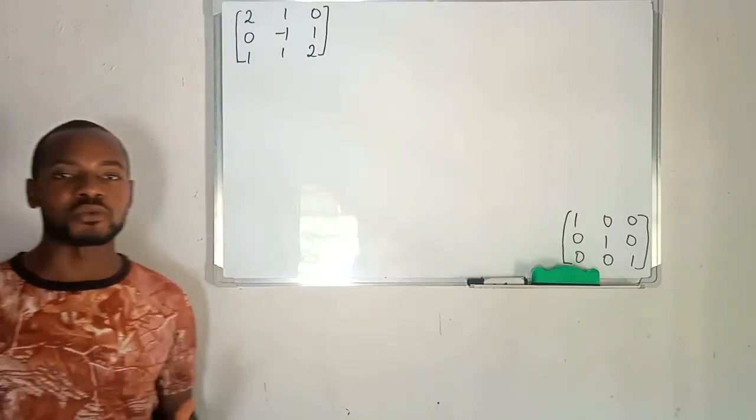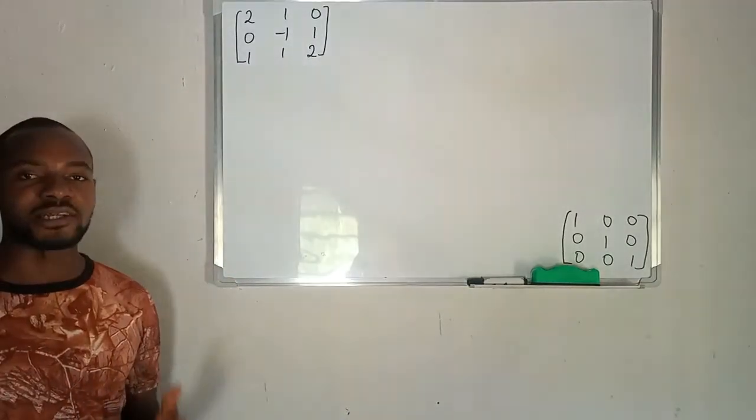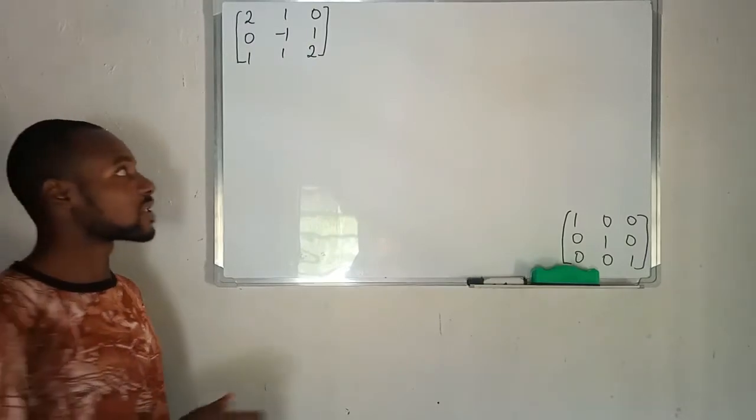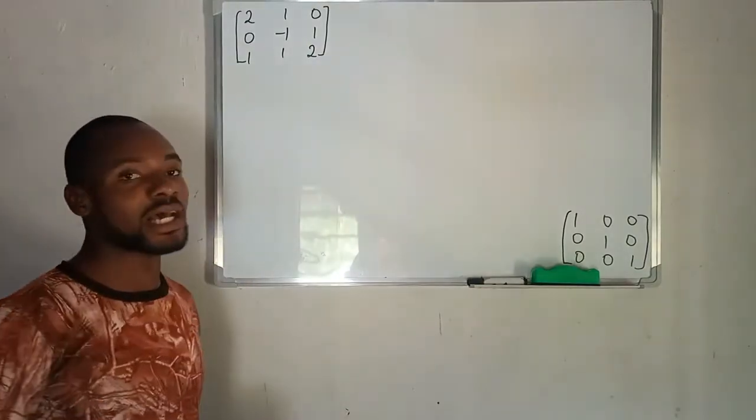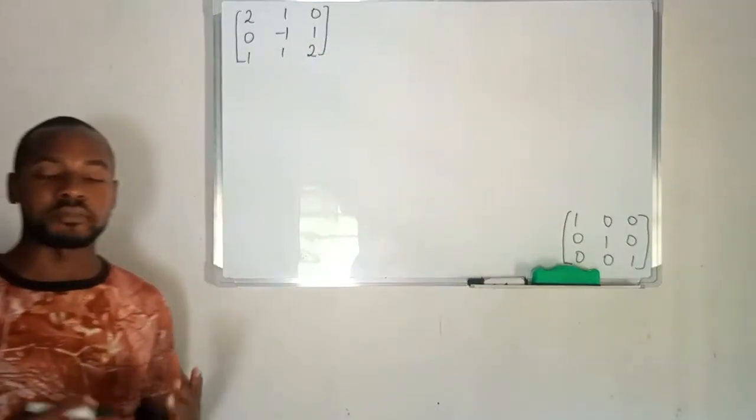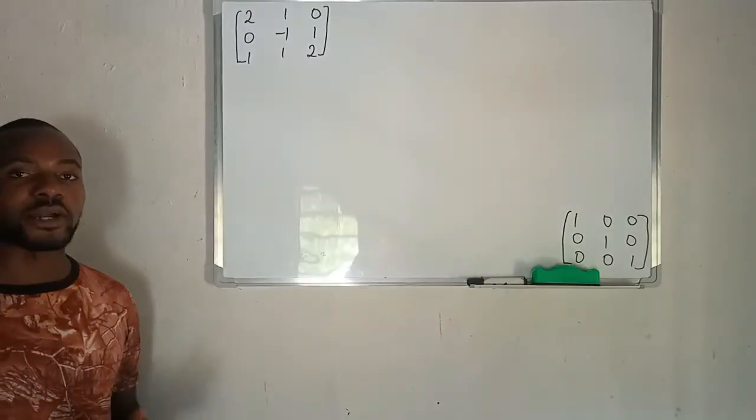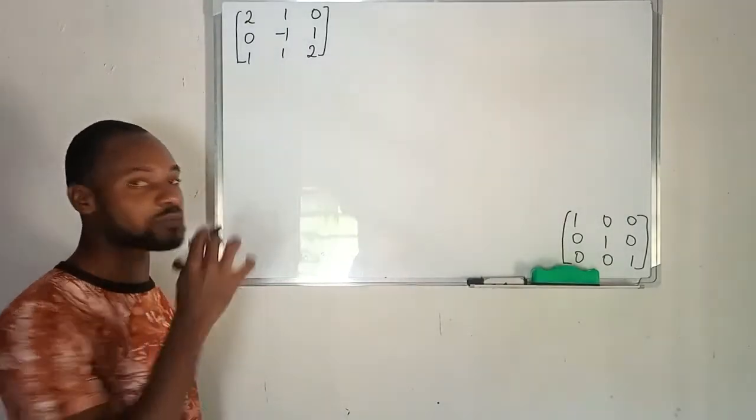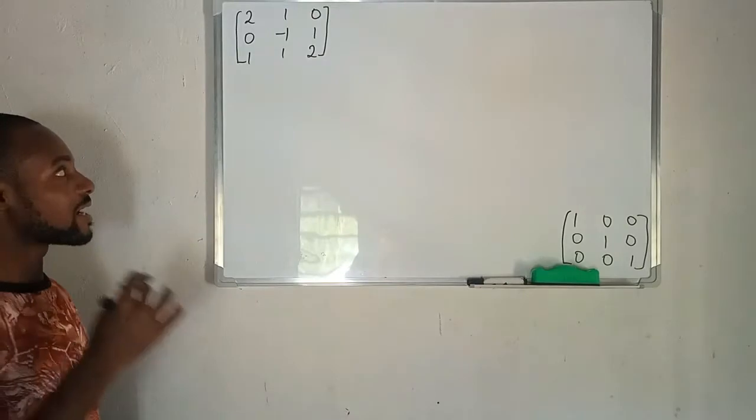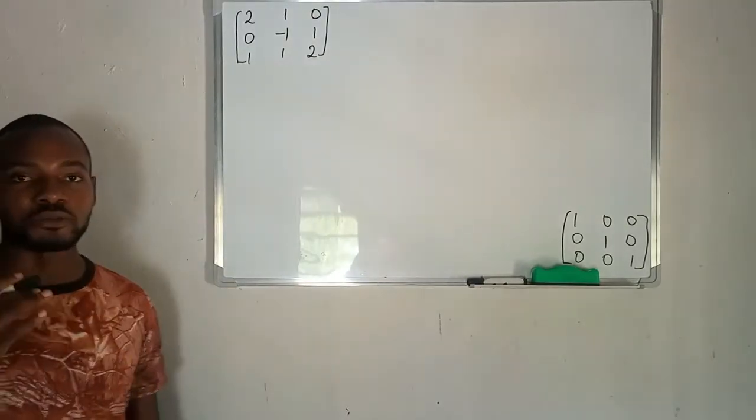What's the fastest way for us to get the inverse of a matrix? Right now, we have a 3 by 3 matrix, and just imagine you are in an exam hall and you have just 2 minutes to solve this problem. That is to get the inverse of this matrix. How do we do it?